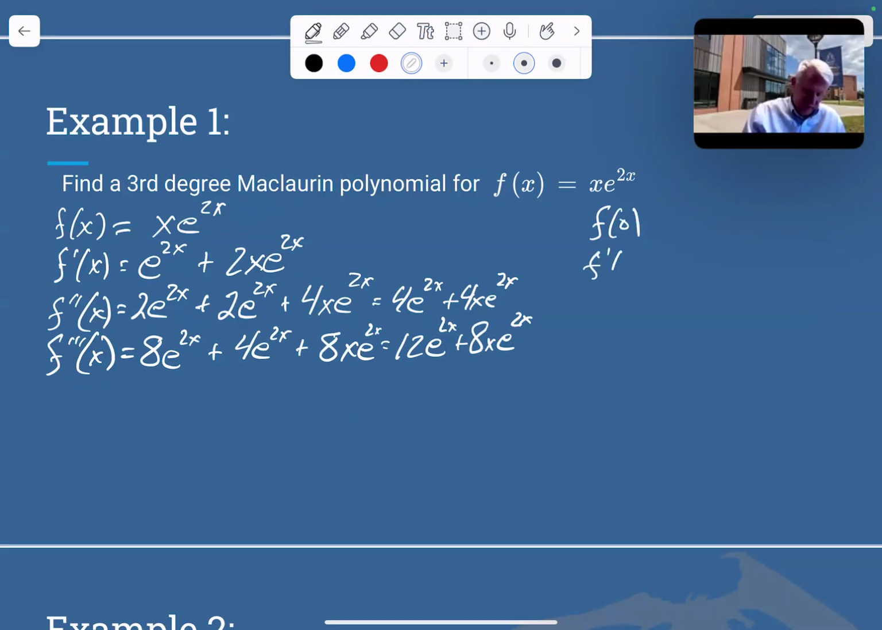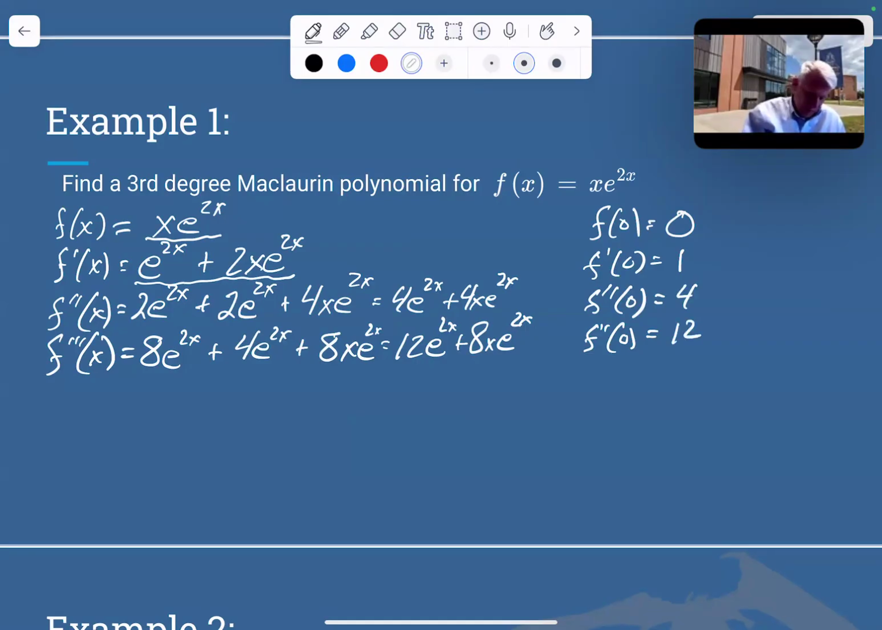So if I take 0 and plug it into each of these derivatives, I will get the following. If I plug 0 into the first one, I get 0. If I plug 0 into my second one, I really just get 1, because the 2x e to the 2x is going to go to 0. What about the next ones? The second derivative, I should get 4, and in the third one, I should get 12.